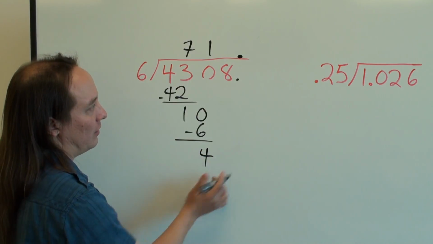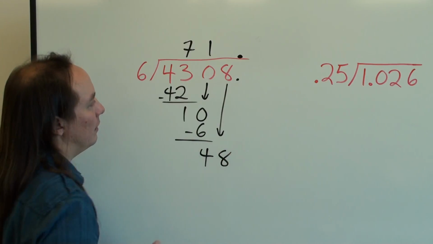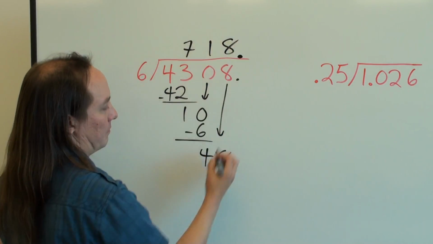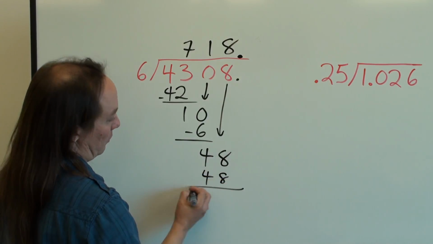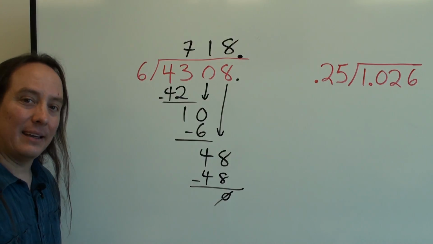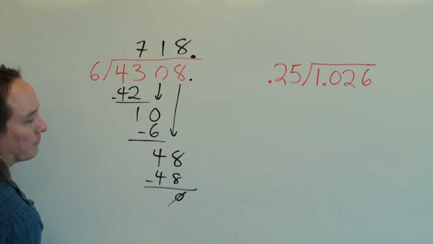After I do the subtraction, I didn't show my arrows. Let's do that. And then 6 goes into 48, 8 times, with 48, and you're done. So 718, okay? Very good. I'll just pull this guy back a little bit.